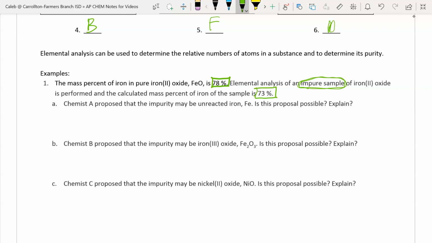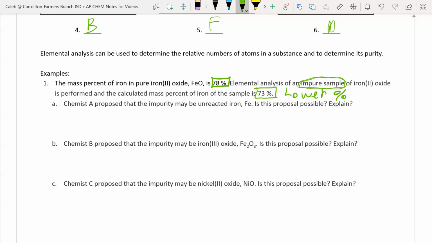So what you always want to ask yourself is, is this percent higher or lower than expected? Well, this is a lower percent than what we expected. Then we have 3 different possible explanations that different chemists give on what this impurity might be. Chemist A says, I think it's because we have some unreacted iron in the sample. We need to decide if that's a possible proposal, and we also need to explain why. So let's think about it.